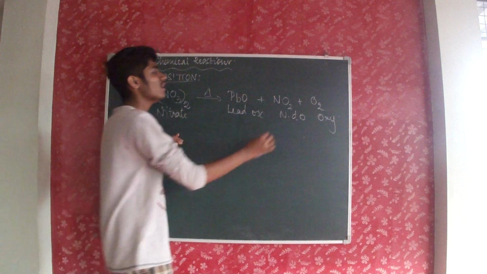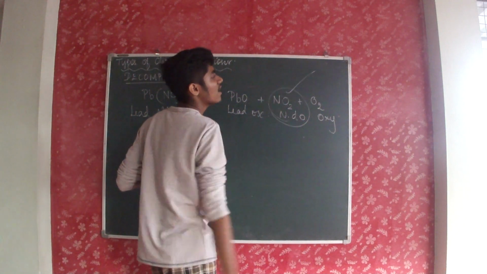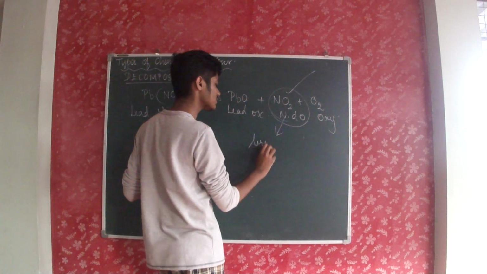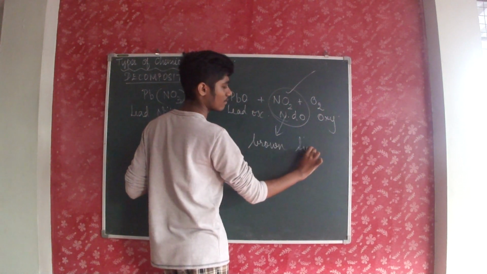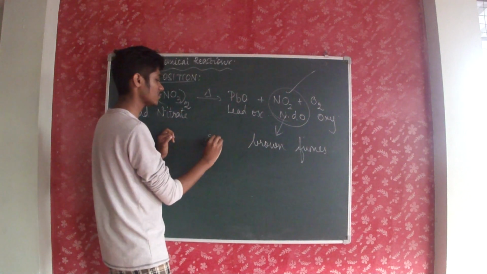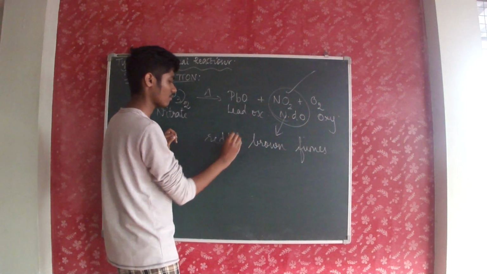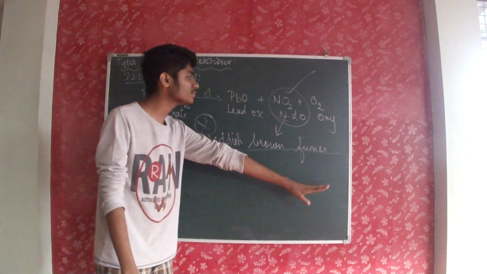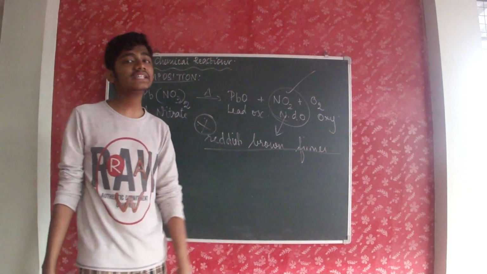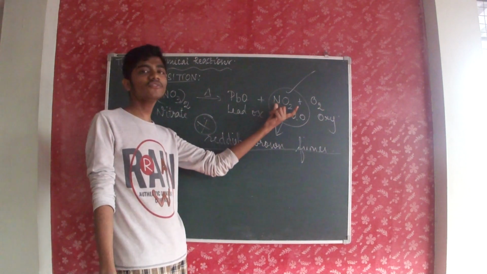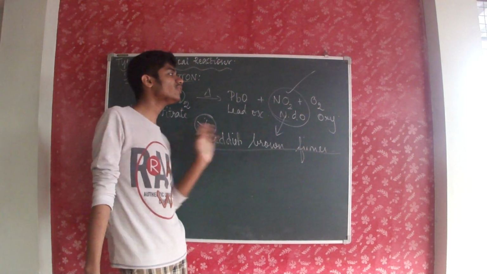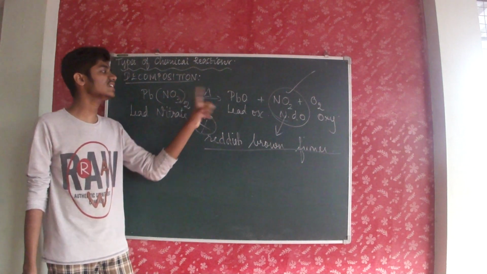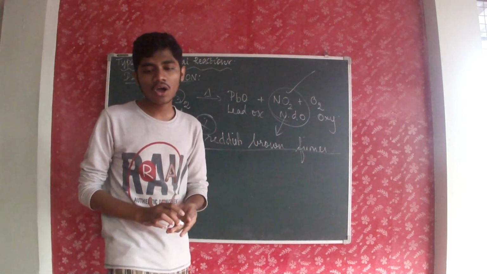How do we come to know that? Because of the production of this gas. When this gas is formed in the test tube, it emits reddish brown fumes. Why do reddish brown fumes occur? Because of the formation of nitrogen dioxide. So this is how we can infer that this decomposition reaction has occurred. Lead nitrate on heating decomposes to give lead oxide plus nitrogen dioxide plus oxygen.